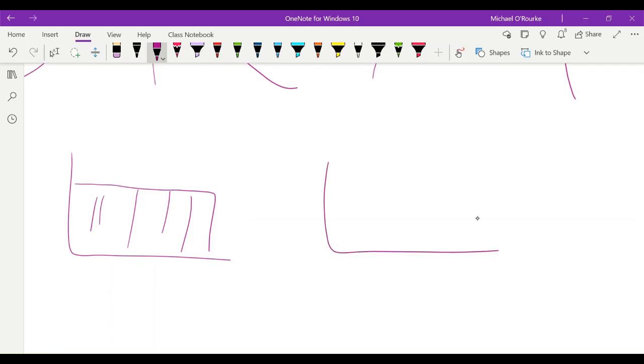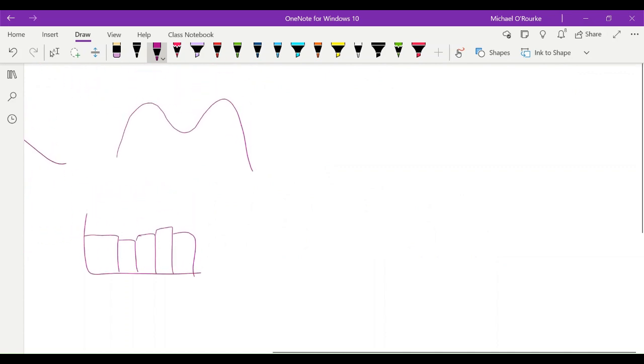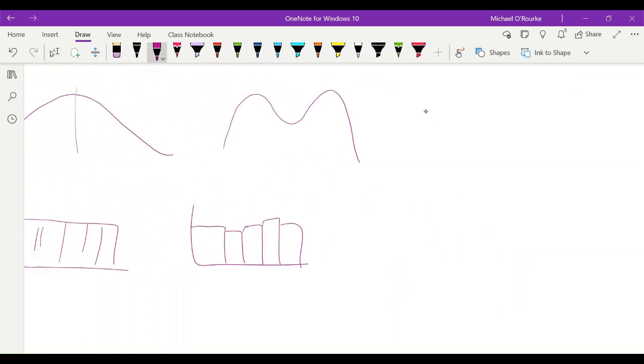Uniform does not have to be perfectly straight. If we have something that's like this, a little bit up, a little bit down, all around the same, I would classify that as uniform as well. And then we'd have left skew and right skew. So if I was drawing a left skew, it would look like that. Now the definition is that the mean and median are to the left of the mode. So the mode's right here, and then the mean and the median would be somewhere around here.